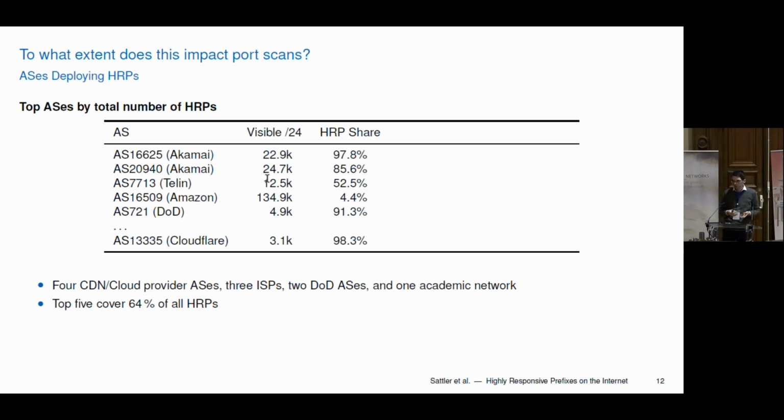In comparison to that, on the 4th rank we have Amazon, which has a huge number of /24s, but only a small share of them is actually highly responsive. Nevertheless, it's enough for Amazon to be on the 4th rank. Overall, the top 5 cover 64% of all HRPs which we observe.